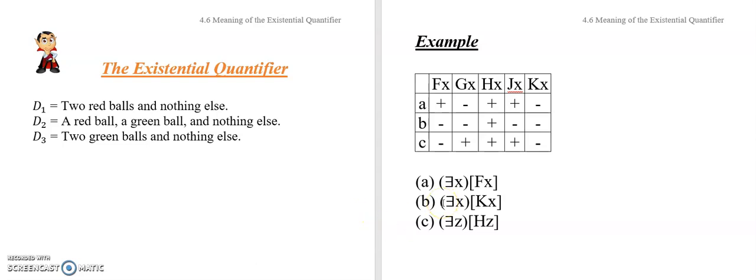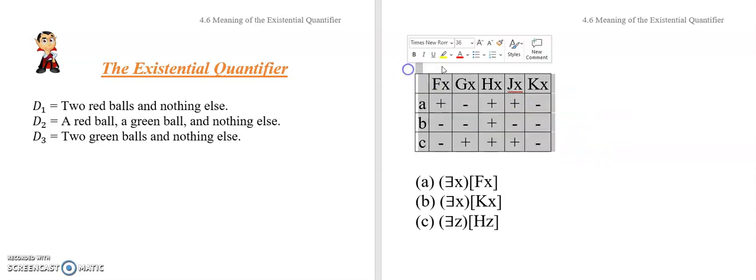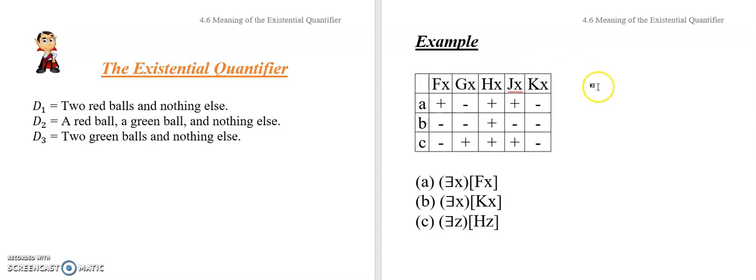This is video 4.6b, our second video on section 4.6, and we're continuing to unpack the meaning of the existential quantifier. We've got these domains of discourse in play, and we're understanding what the existential quantifier means with respect to a particular domain of discourse. So this right here is a domain of discourse. I've introduced one this way before in section 4.4.